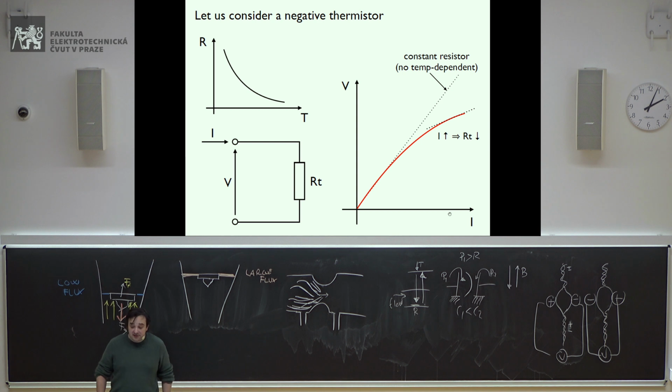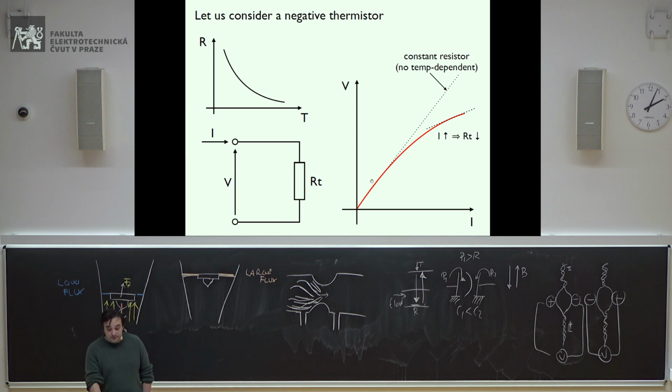If you have a normal resistor and you plot the dependence of the voltage on the current, then you have a straight line. You know it very well. It's a constant resistance, and in this characteristic, the derivative, the slope of the characteristic is the value of the resistance. If the resistance is constant, you have a constant slope, and therefore you have a straight line.